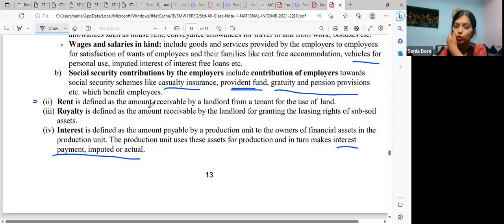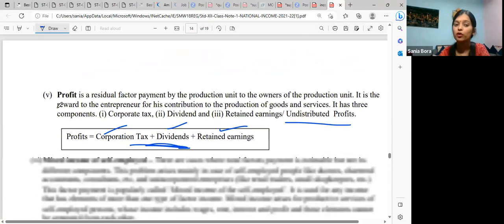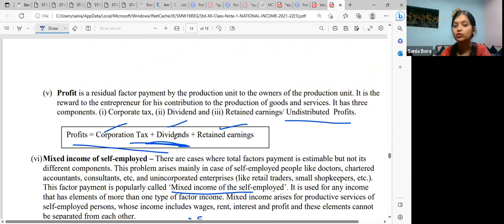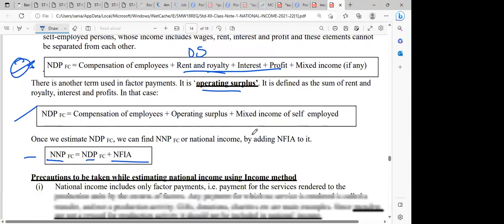Okay? Then rent, you know, no need to write anything. Royalty, you know, right? Interest, you know. But for profit, you will write this formula. That profit includes this. Clear? Yes, ma'am. Okay, so first write this.